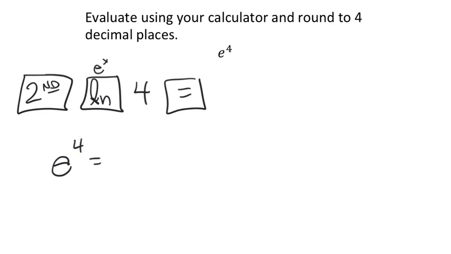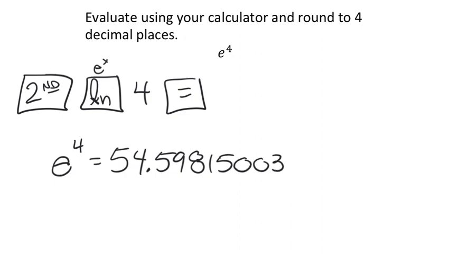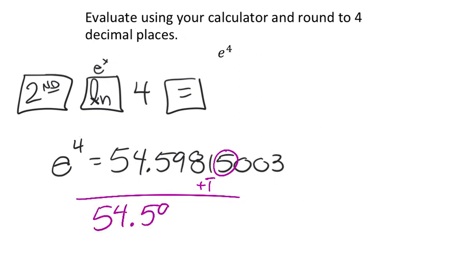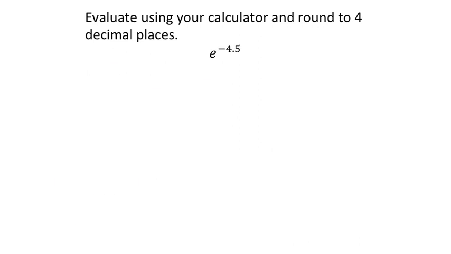and my calculator shows 54.59815003. That's what mine shows. And it did say to round to 4 decimal places. So my 4th decimal place is 1. That's my 10,000ths right there. The place value to the right is a 5. Since that's 5 or more, I have to add 1 to my target place value, which makes this 54.5982. Done.